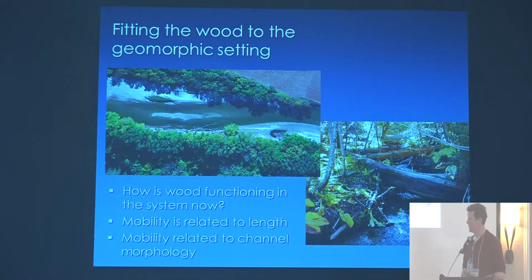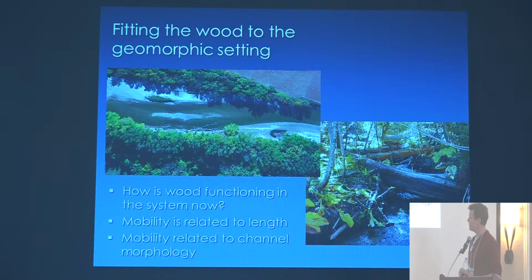And you could spend a lot of time on these things. Bob and I were just at a workshop on wood that was a week long. Just talking about where to fit it in the geomorphic setting is a whole couple days' worth of discussion.